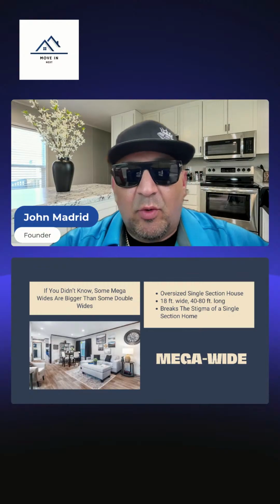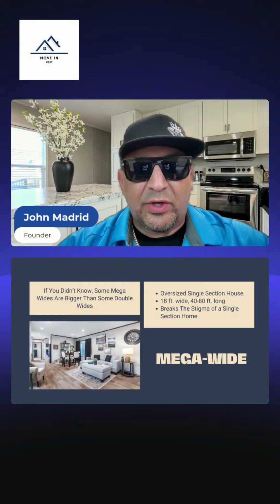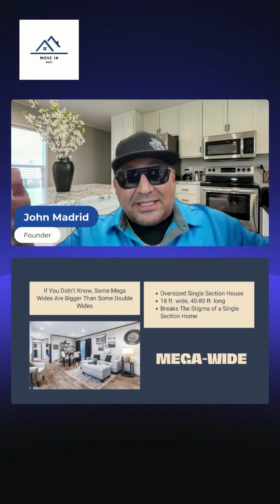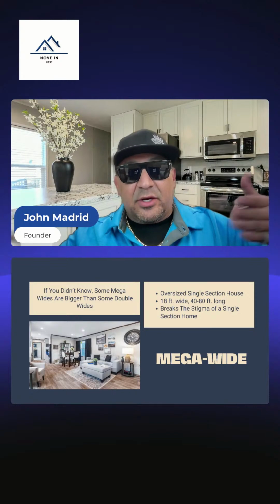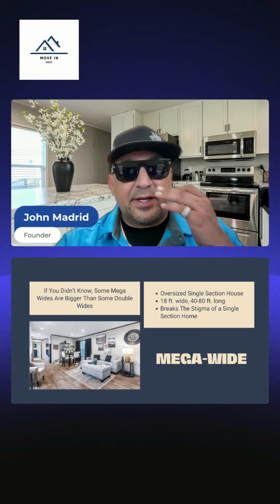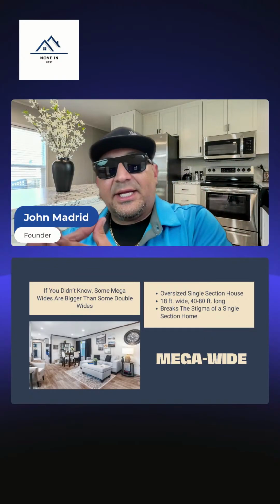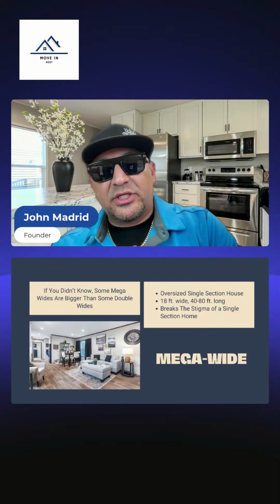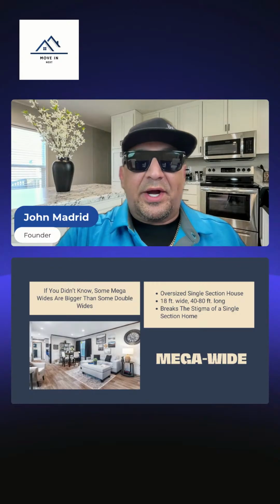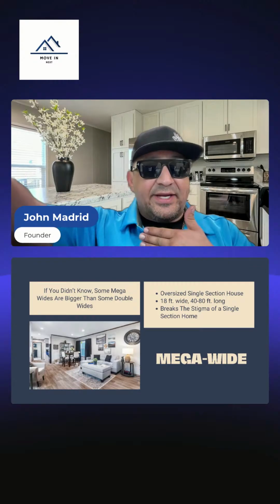So the next one's a mega wide. Okay, so mega wides have been around for a while, but a lot of people don't really carry them. We definitely do. So that's going to be your 18 wide, right? It's an oversized single section house, which seems like a lot of words to describe it. But most dealerships only carry 12, 14, and 16, and then they go up to the smallest double wide, which we'll talk about in a little bit, and they skip over the mega wides. Now, mega wides are 18 feet wide and can be anywhere from 40 to 80 feet long.